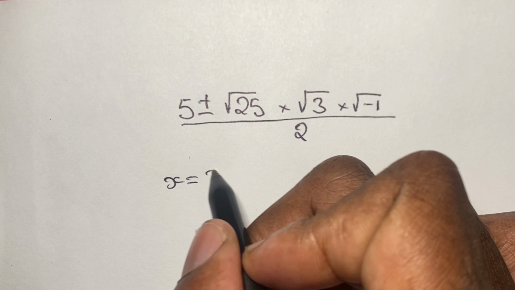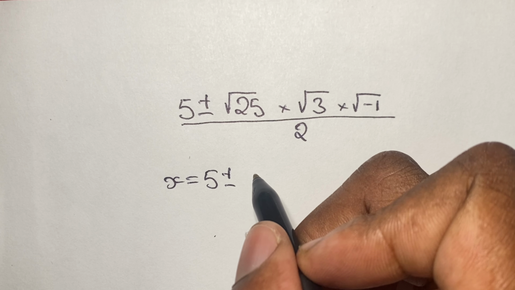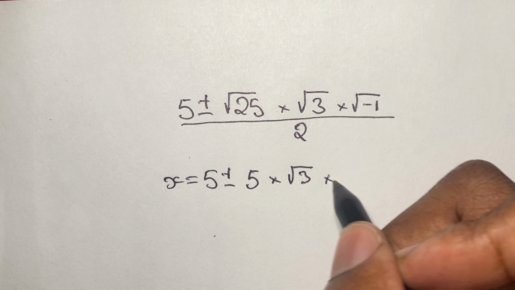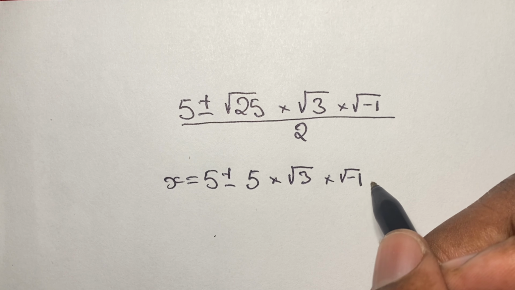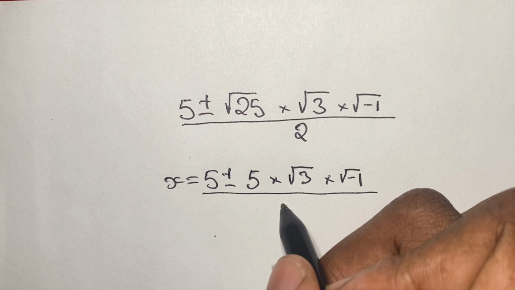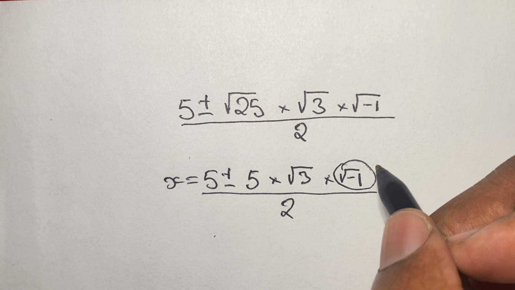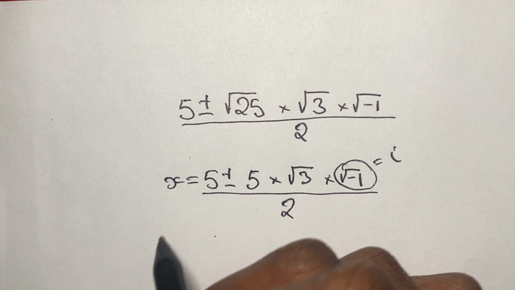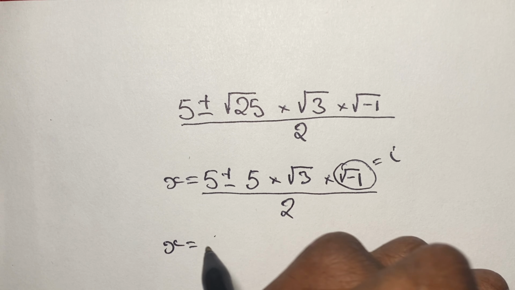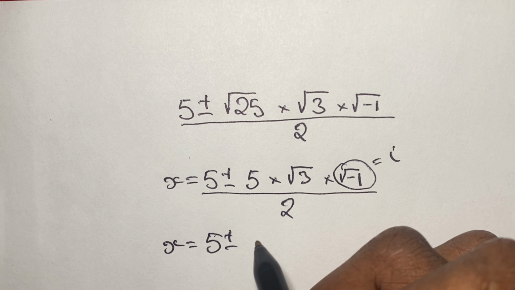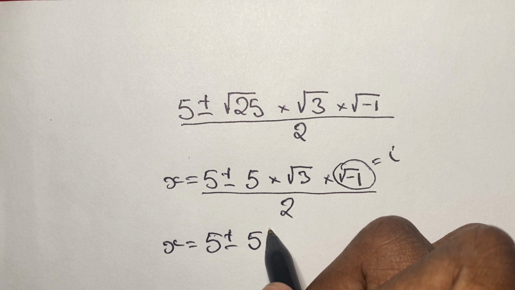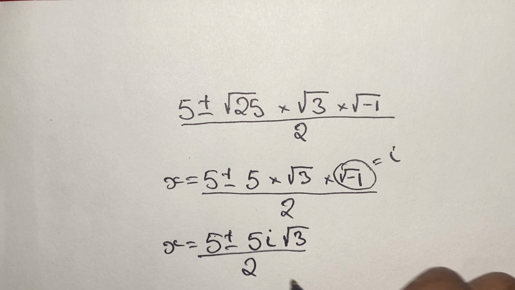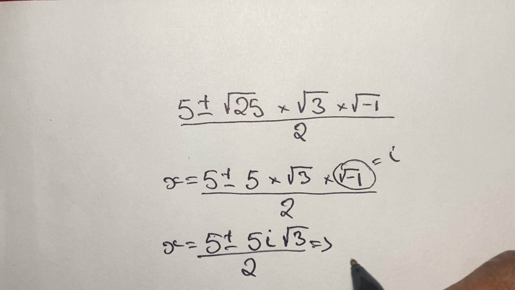Now from here we can simplify our solution as follows. We'd have x is equal to 5 plus or minus the square root of 25 is 5, so we'd have 5 times the square root of 3 times the square root of negative 1, all over 2. Now the value of the square root of negative 1 is represented by the symbol i, as the square root of negative 1 is an imaginary number. So then this leaves us with the solution of x being x is equal to 5 plus or minus 5 times i times the square root of 3 all over 2.